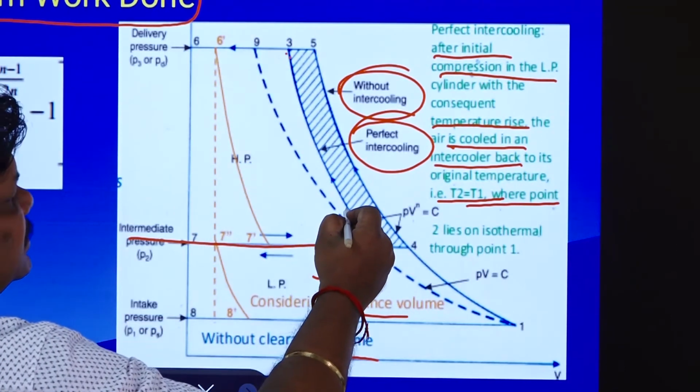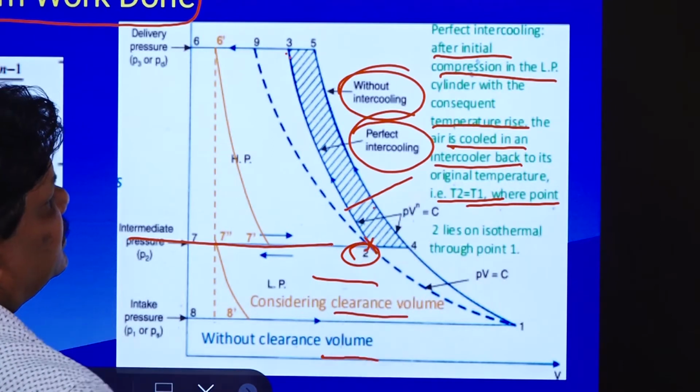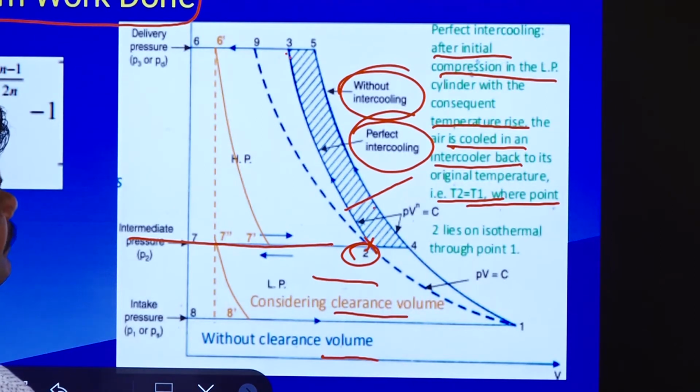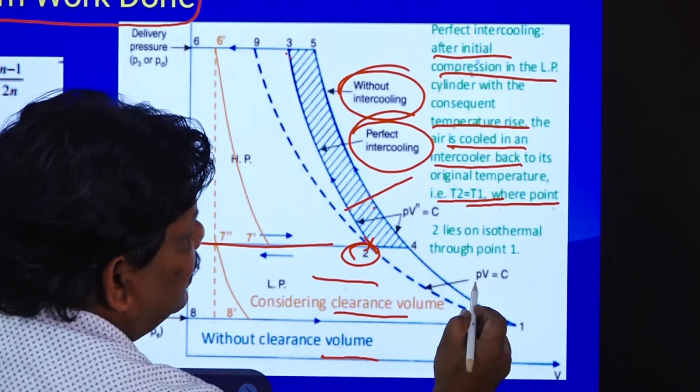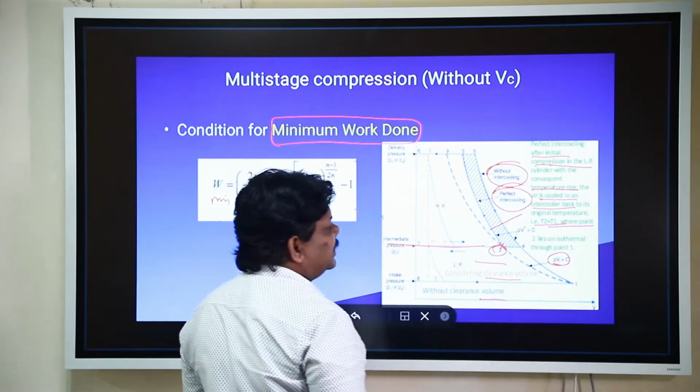This continuous thick line represents the polytropic process, and this thinner dotted discontinuous line represents the isothermal process.